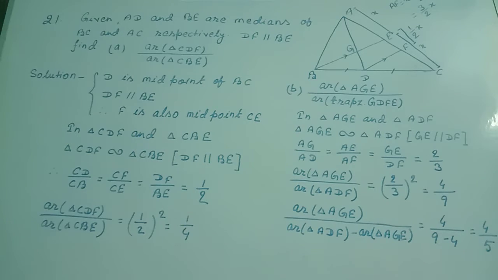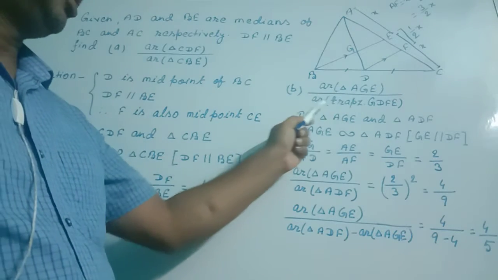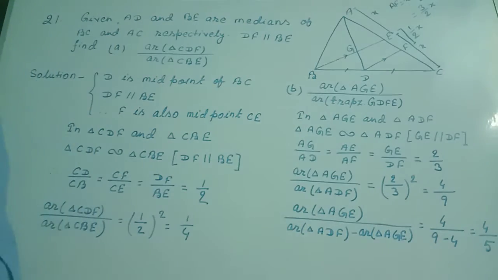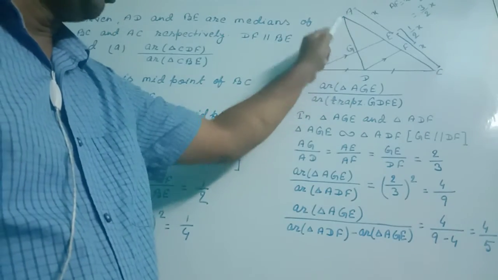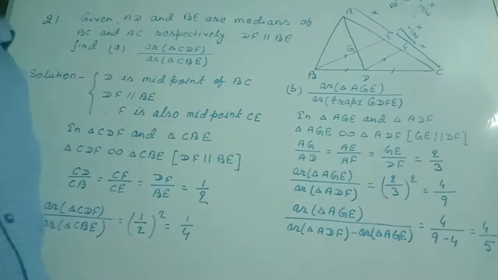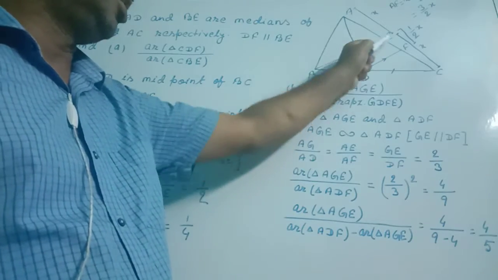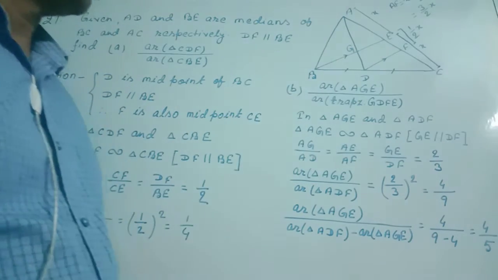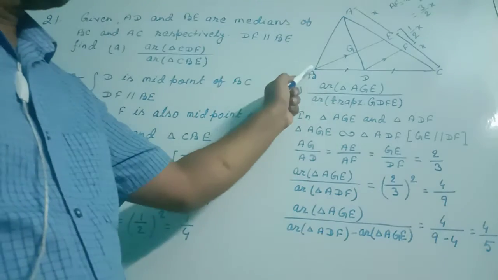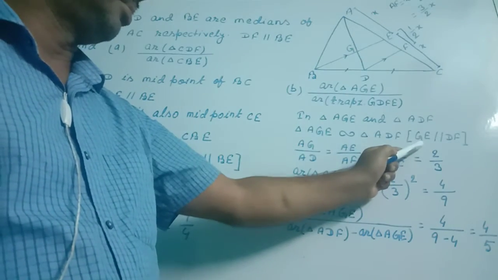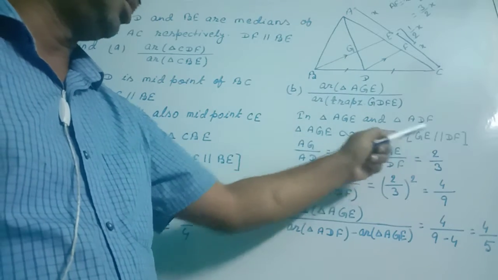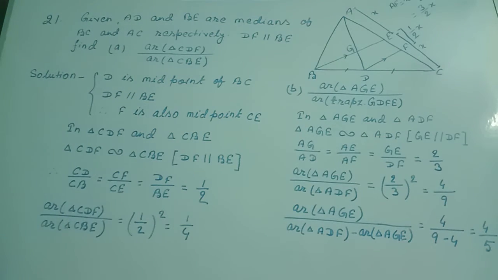Now in question number B, we are asked to find area of triangle AGE by area of trapezium GDFE. So we are saying that trapezium GDFE lies in triangle ADF. So first of all, I proved these two triangles AGE and ADF are similar because BE is parallel to DF, or GE is parallel to DF, from basic proportionality theorem. Then I wrote the ratio of the corresponding sides.